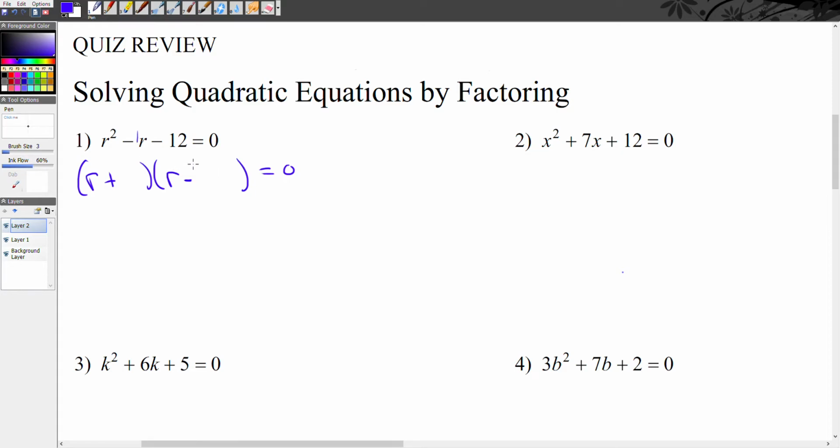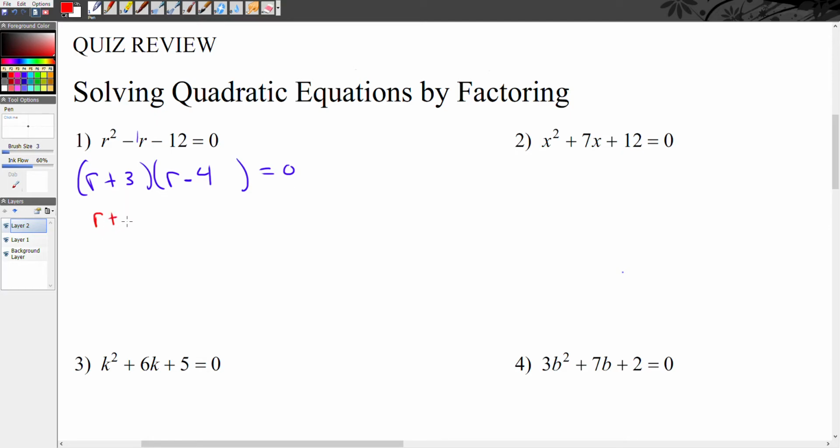So if I think about 3 times 4, that's 12. And 4 minus 3 is 1. And since my middle term is negative, that tells me that my bigger number needs to go next to the minus sign. So the 4 is going to go here, and the 3 is going to go here, because 3 times negative 4 is negative 12, and 3 plus negative 4 is negative 1. Next step, we're going to take each binomial and set each one equal to 0.